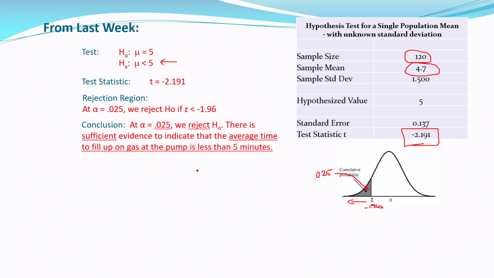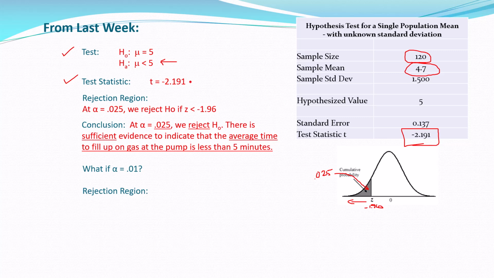However, what if I do this? What if I say, oh, did I say 0.025? I'm sorry. Let's go and use a 0.01. Well, what changes? The test doesn't change. We're still testing whether the mean's less than 5. That's still the alternative. The test statistic doesn't change, right? We still got the same sampled information. We still get the same value for the test statistic.